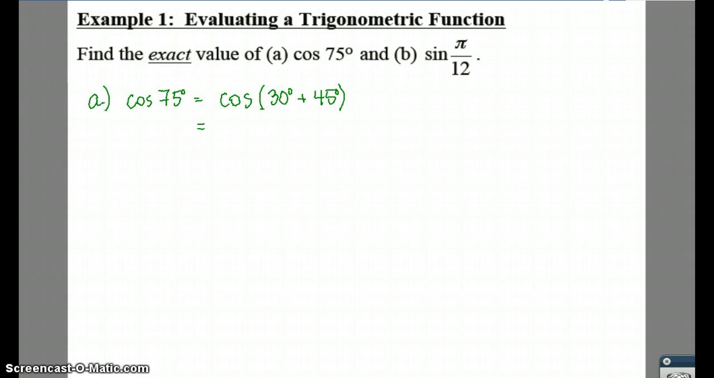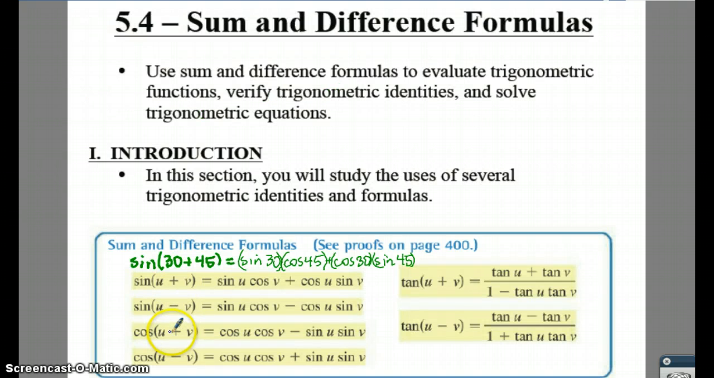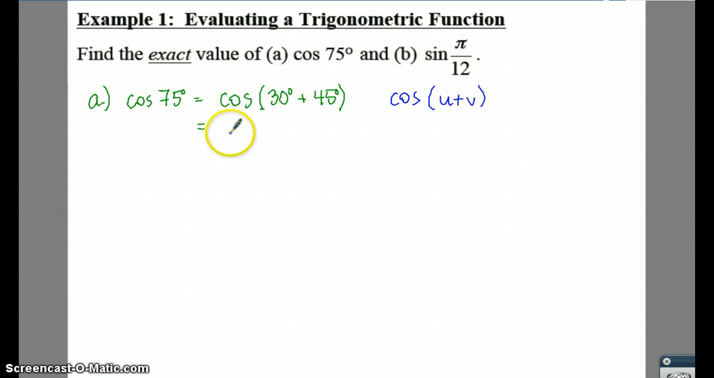This is just the same thing as having a cosine of u plus v. So we're going to use the formula for the cosine of u plus v, which is right here. Notice we have a cosine times a cosine and minus a sine times a sine. You might notice some other nice little patterns here. Our formula is the cosine of u times the cosine of v minus the sine of u times the sine of v.